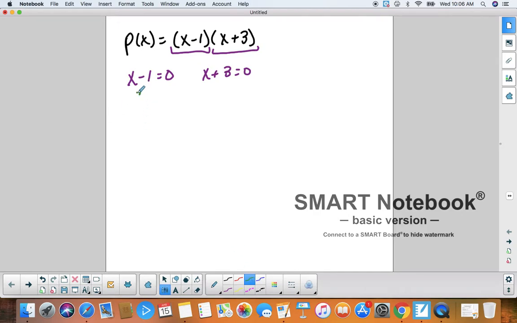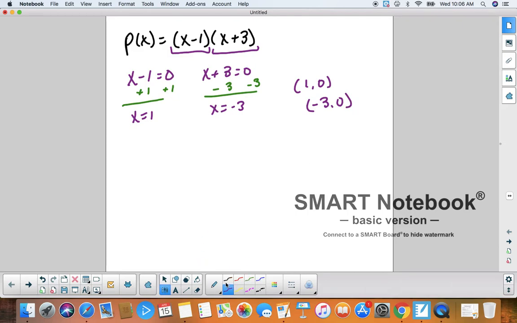So here I would be adding 1 to both sides. Here I would have to subtract 3 from both sides. And so my final answers for the x-intercepts are x equals 1 and x equals negative 3. Written as ordered pairs, that would be (1, 0) and (-3, 0).